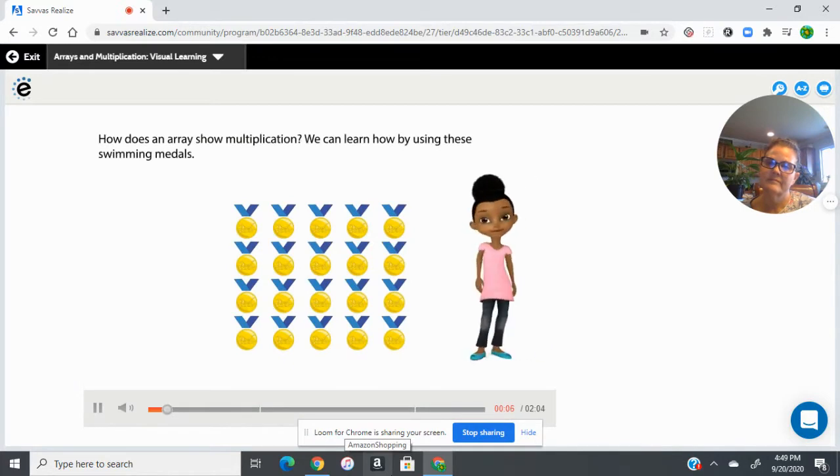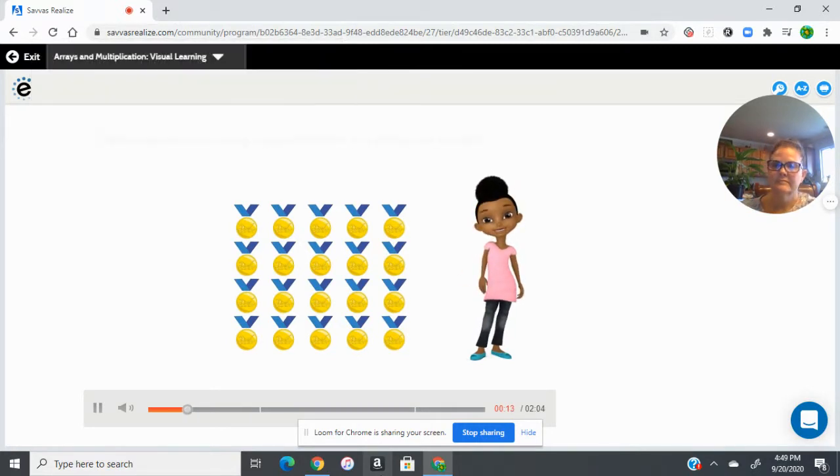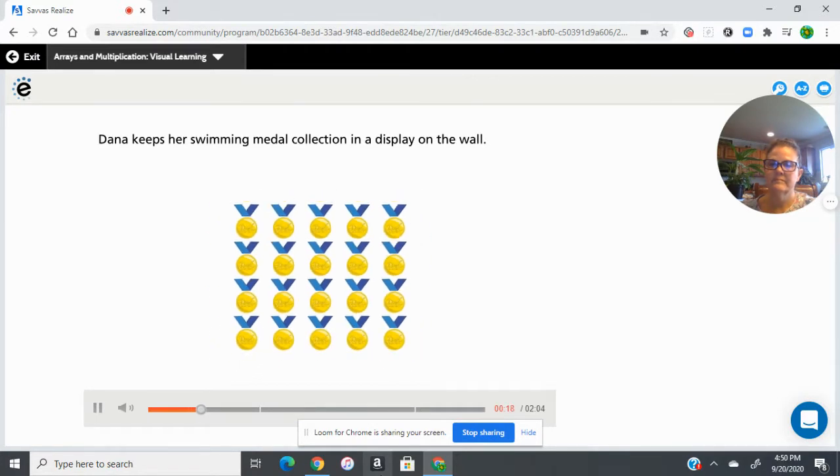How does an array show multiplication? We can learn how by using these swimming medals. Dana keeps her swimming medal collection in a display on the wall. The display has 4 rows. Each row has 5 medals. How many medals are in Dana's collection? The medals are in an array. How does an array show equal groups?